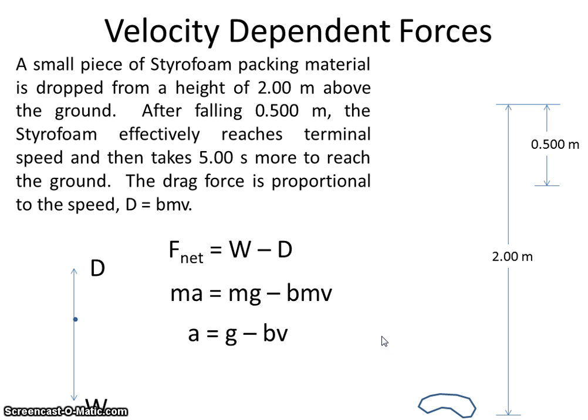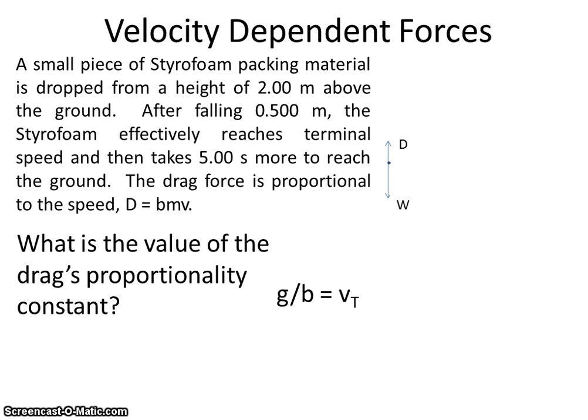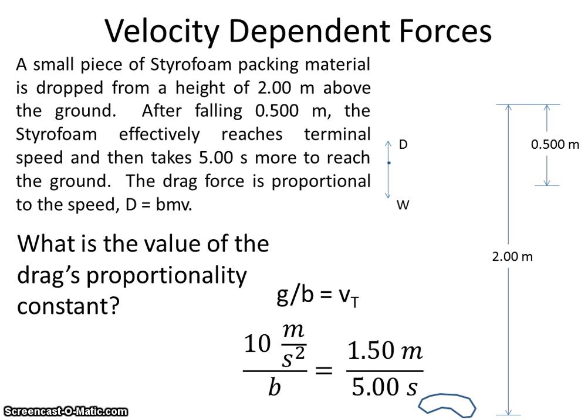It's reached terminal velocity. So we can go ahead and plug that in, and v in this case would be the terminal velocity. And so we find out that the terminal velocity is equal to the ratio of the gravitational field strength divided by this drag constant b. Now let's go ahead and figure out what this drag constant is. We can do some kinematics to figure out the terminal speed because it tells us it takes 5 seconds more to reach the ground, and it's traveling 1.5 meters. So we could figure out that terminal speed. We also know what the gravitational field strength is. We could solve this for b, and we get 33.3 seconds to the negative first.